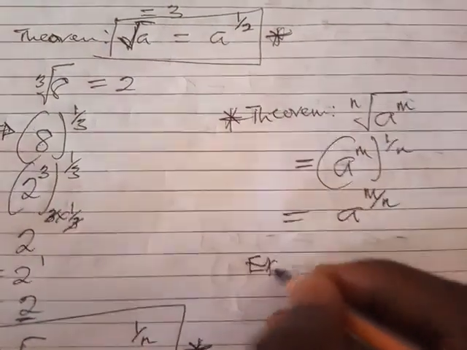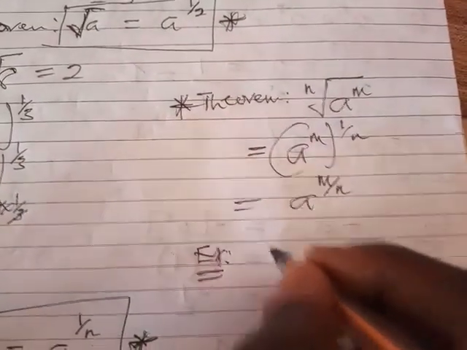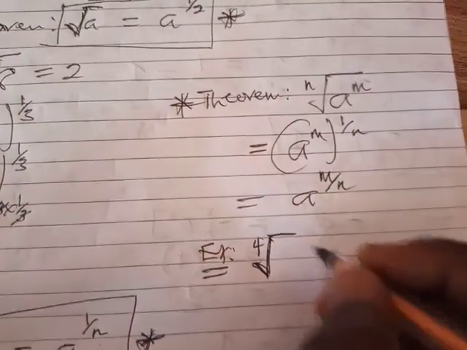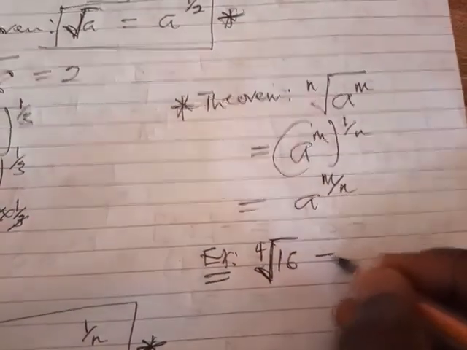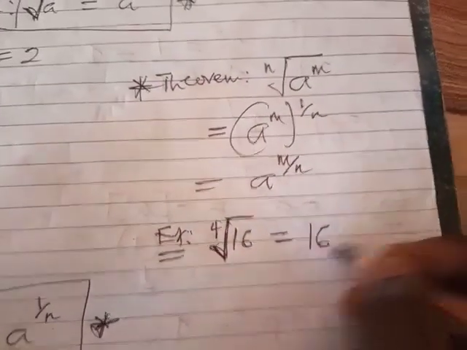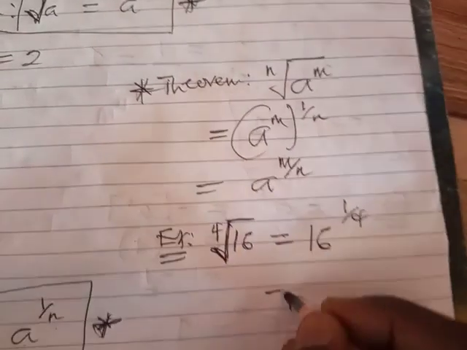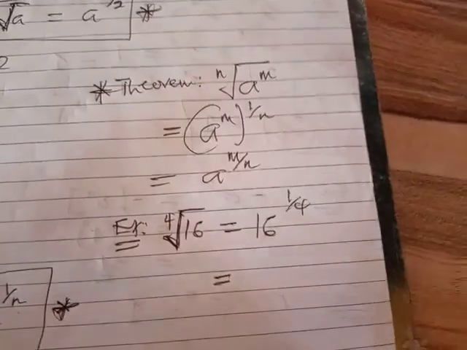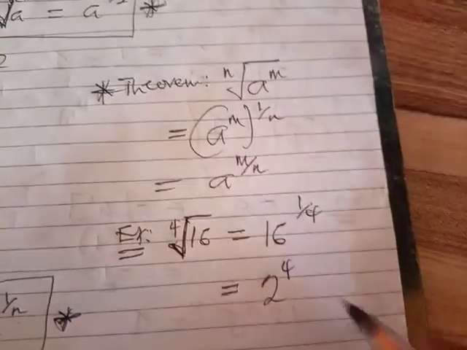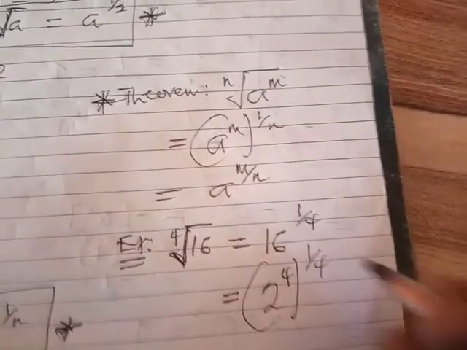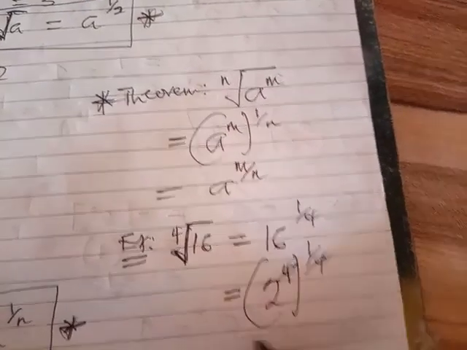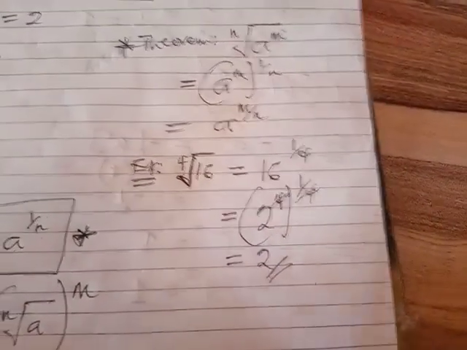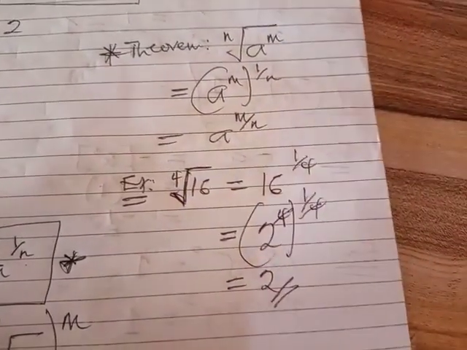Let's look at this example. If I have the fourth root of 16, the fourth root of 16 means that 16 raised to the power 1 over 4. So 16 here can be expressed in terms of 2. Say 2 raised to the power 4 will give you 16. And this 4 here can cancel this 4. So the answer is 2. So the fourth root of 16 is 2. You can confirm that from your calculator and see.